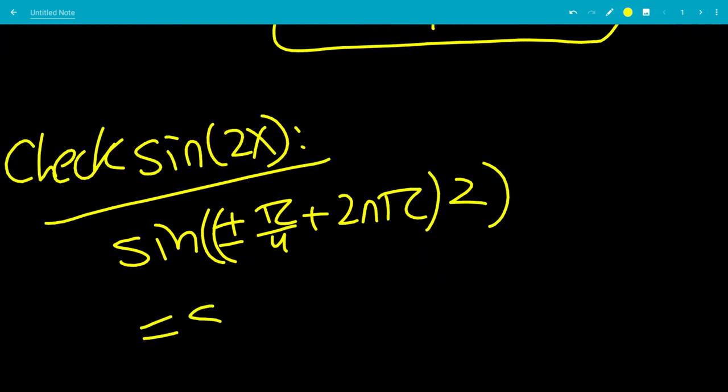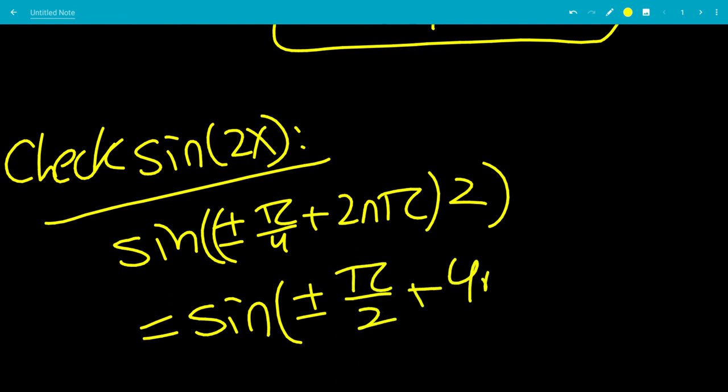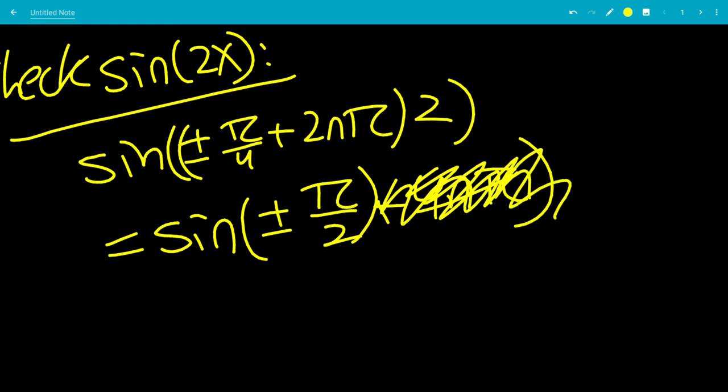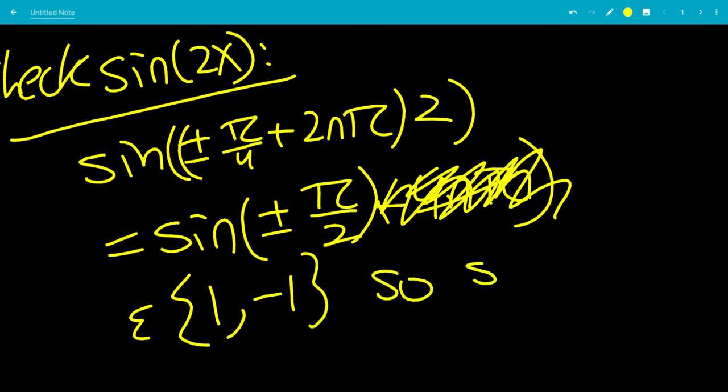This will be equal to sine of plus or minus 2 pi over 4, which is the same thing as pi over 2, plus 4n pi. But as you know, the 4n pi doesn't really matter because it's just more 2n pi's, and 2n pi's don't change the angle. So this is just sine of pi over 2, or sine of negative pi over 2, which is an element of 1 and negative 1. So sine of 2x does not equal 0.